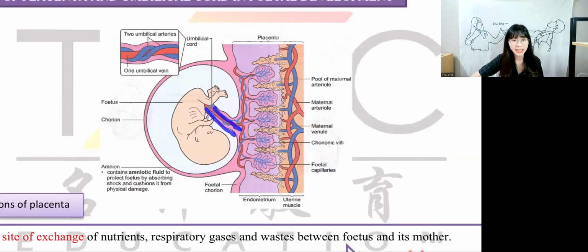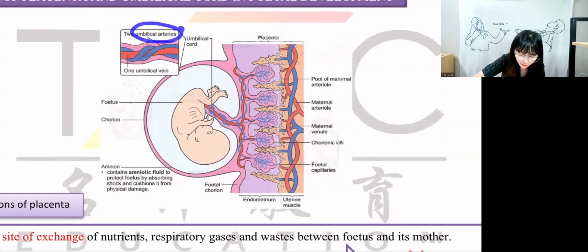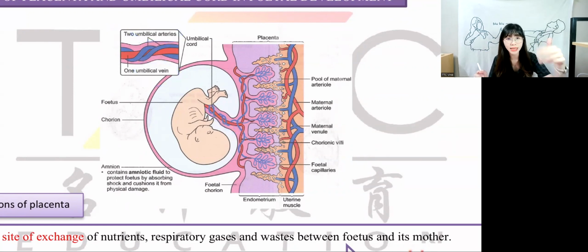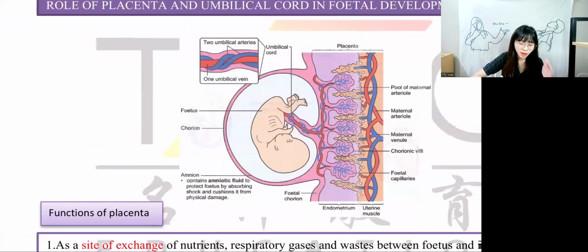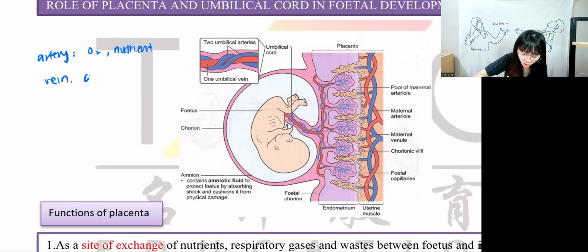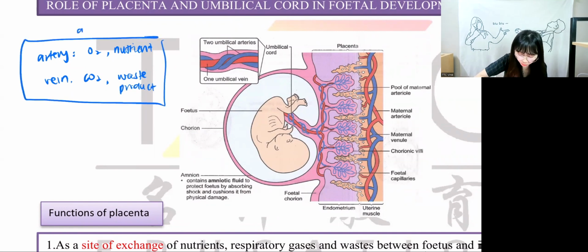This umbilical cord is separated into 2 parts, umbilical artery and umbilical vein. 2 umbilical arteries and 2 umbilical veins. Now we have to remember one fact: human adult arteries and veins are different from the fetus's. Remember, for an adult, arteries transport oxygen and nutrients. Adult veins transport carbon dioxide and waste product. This is adult.